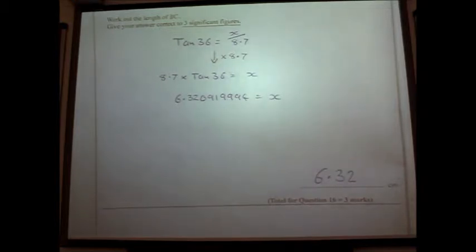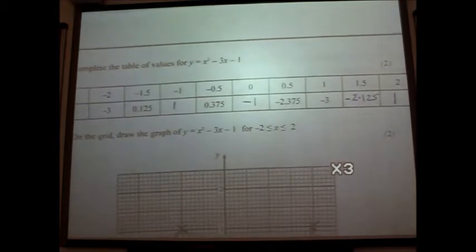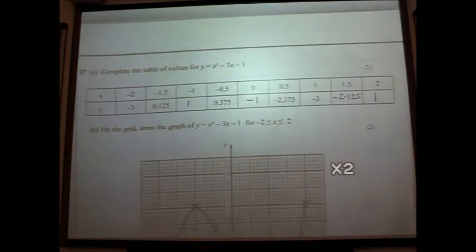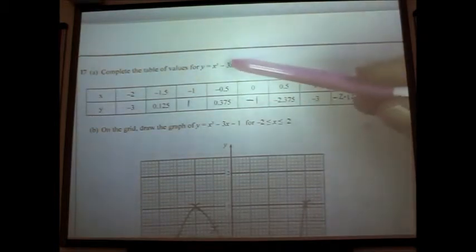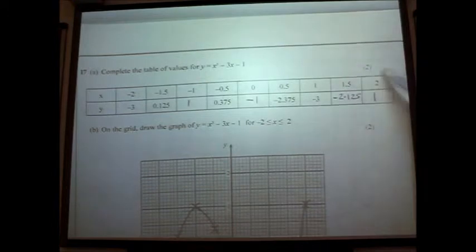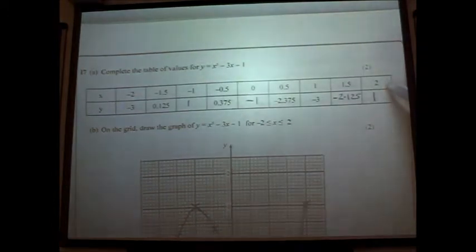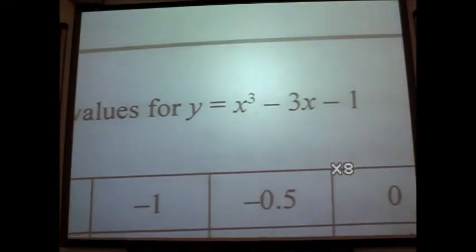Next one, 17, drawing a cubic graph. First things first, let's fill out this stuff at the top. This is nasty, I think, but they do give you a lot of information. y equals x cubed, take 3x, take 1. Right. I'm not going to do all of these, but x cubed, so 2, I'll zoom in on that by the way, in case you can't see it. There you go. y equals x cubed, take 3x, take 1.